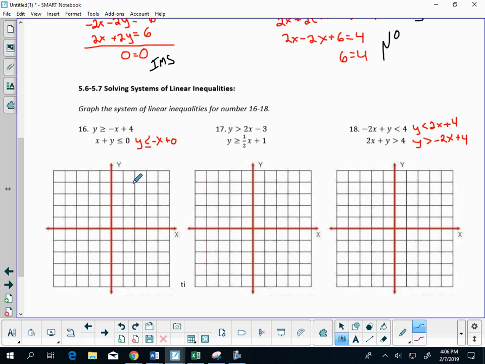On number 16, I put that bottom one into slope-intercept form, so I just subtracted x from both sides. Let's go ahead and do the top one, and we'll do the top one in black. So my y-intercept is 4. My slope is -1. That's going to be a solid line. And that's a greater than, so I shade up.